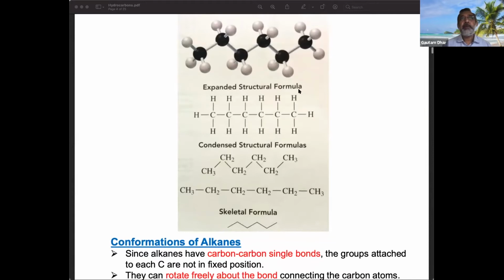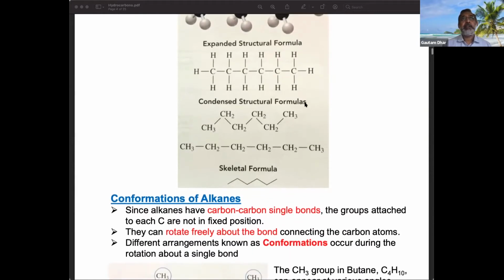In the expanded form, you can write it like this. You can show all the carbon-hydrogen bonds. In the condensed structural formulas, you just add CH3, CH2, CH2, CH3. And in the skeletal form, it's just the skeleton. And if the molecule gets bigger and bigger, it will depend more on the skeletal formula.